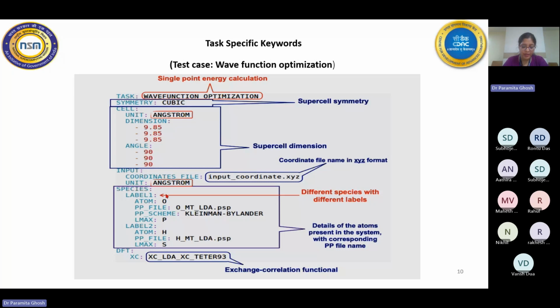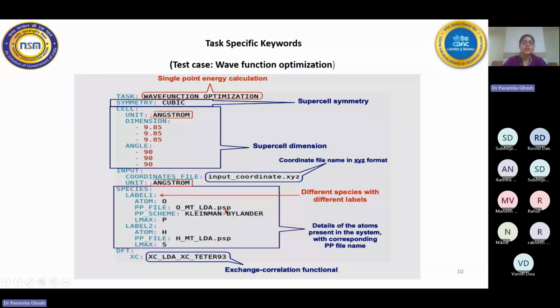Okay, now the next part is the DFT part. This part is mandatory, and one thing to remember here is that I am using LDA exchange correlation. So I am using the same pseudopotential file, LDA.psp.